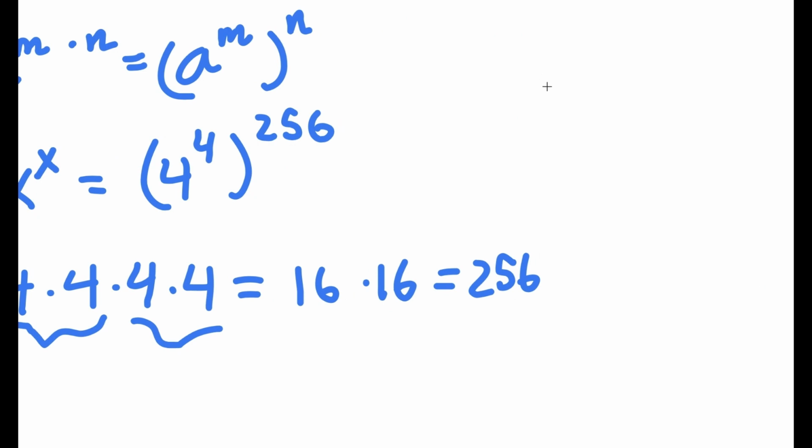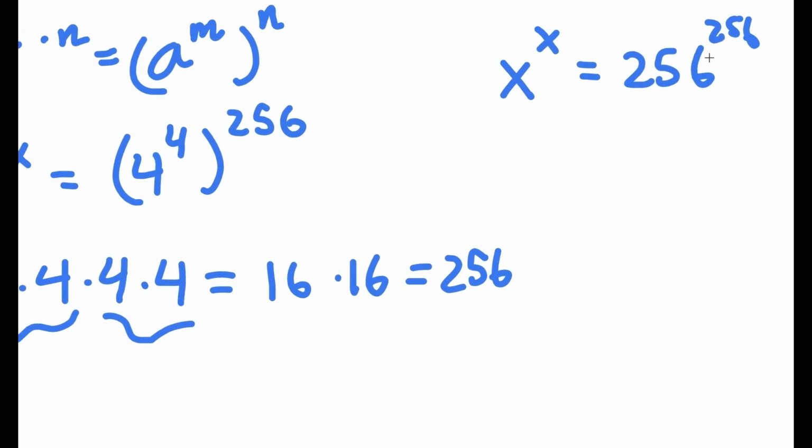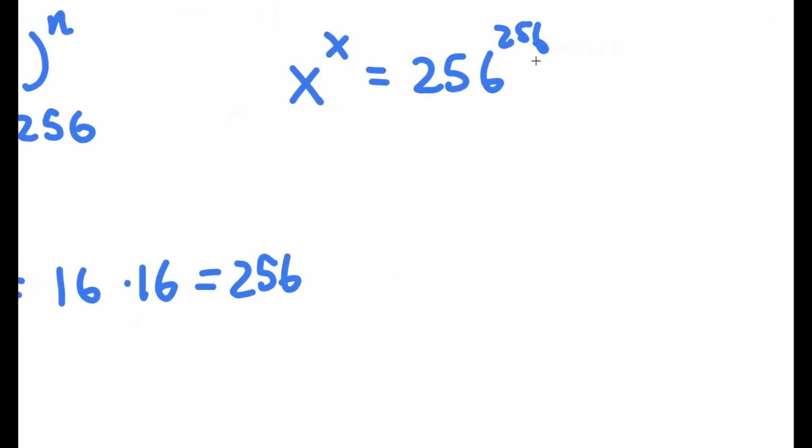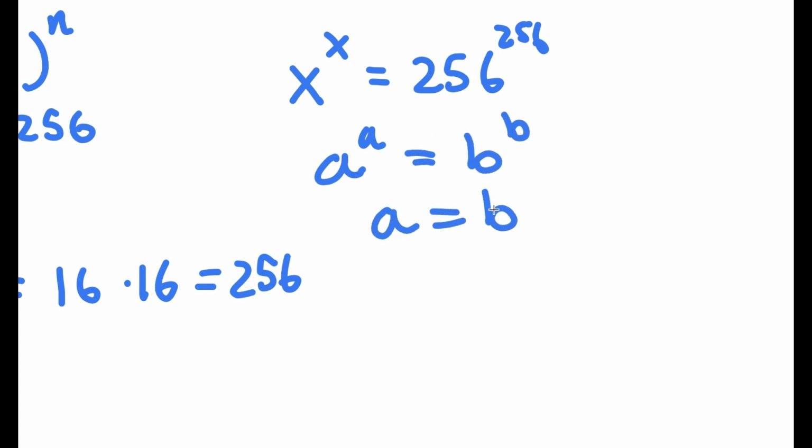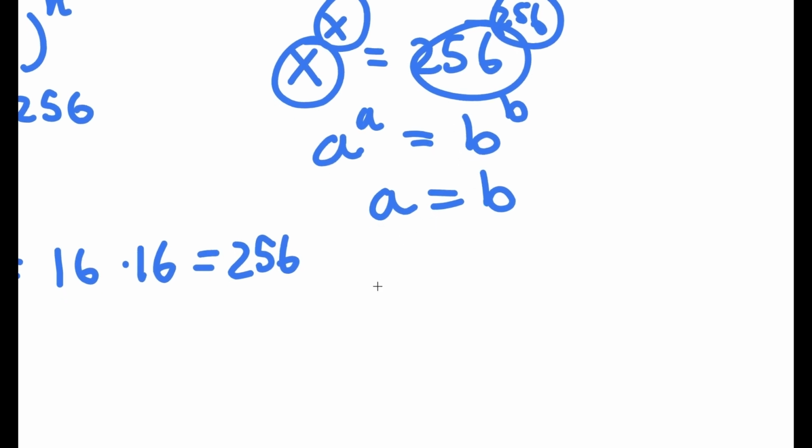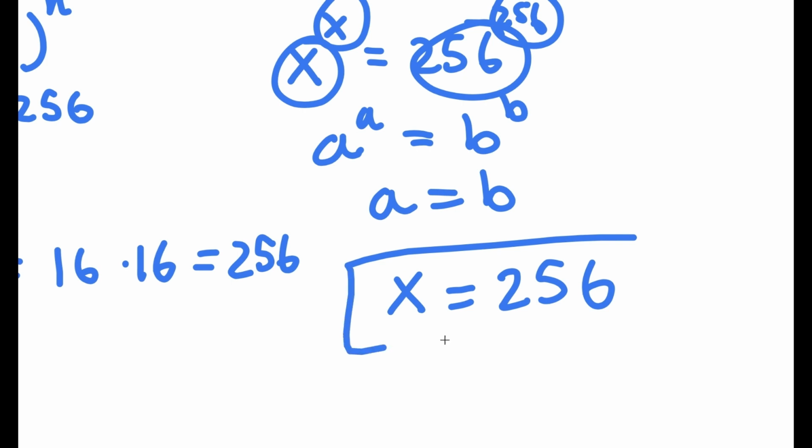So now I get x to the power of x is equal to 256 to the power of 256. Now, if I have something in the form a to the power of a is equal to b to the power of b, then this means that a is equal to b. So in this case, x to the power of x is equal to 256 to the power of 256, meaning x is equal to 256.